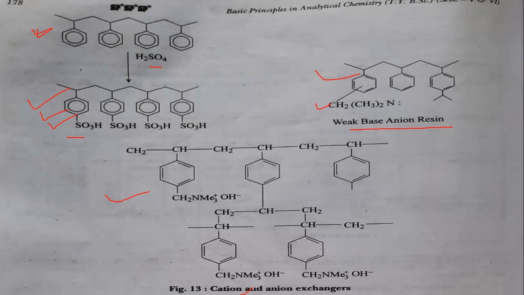Now, what are the ions? We know that there are cations and anions. For the cation, there are two types, strong cations and weak cations, and anions are also weak anions and strong anions. So remember here, for the separation of a weak cation, we need to use strong cation exchangers, and for strong cations, we can use weak cation exchangers.